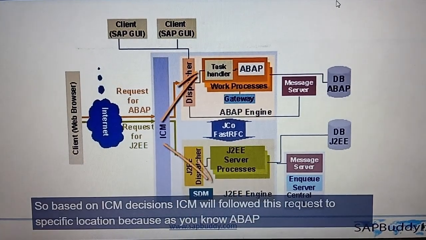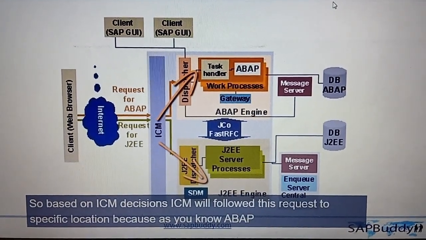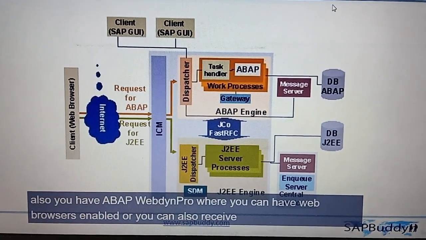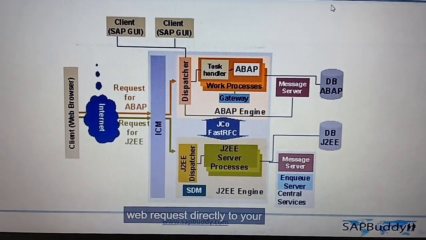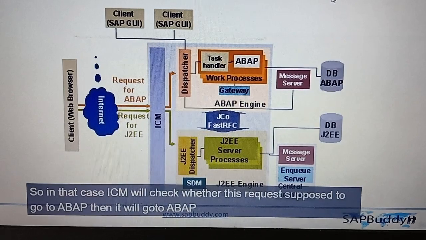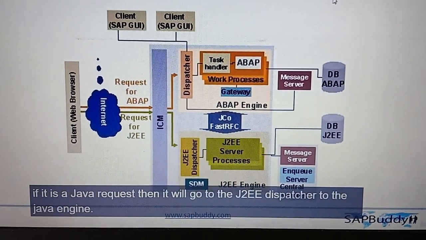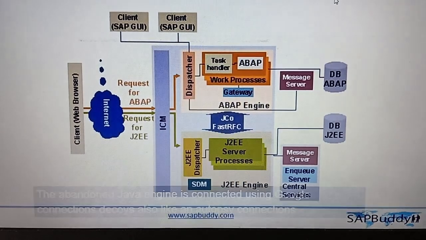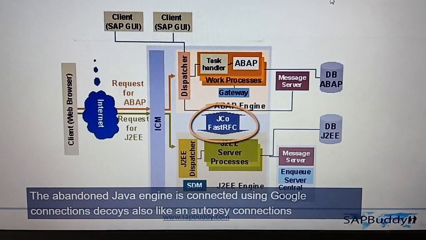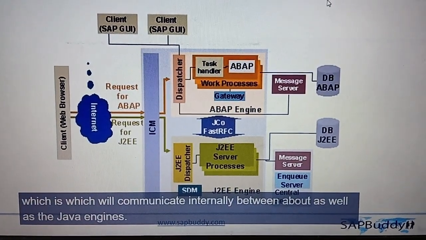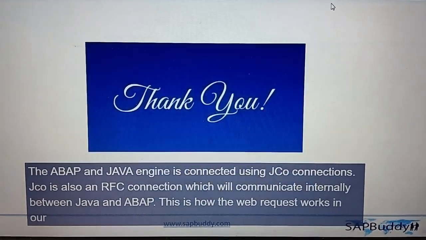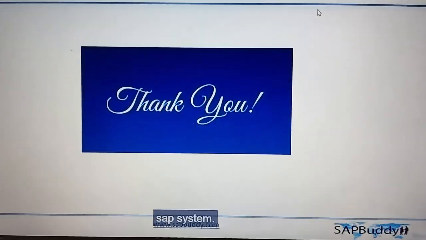Based on the ICM's decision, it will forward this request to a specific location, because as you know, in ABAP you also have ABAP Web Dynpro, where you can have web browsers enabled, or receive web requests directly to your ABAP engine. In that case, ICM will check whether the request is supposed to go to ABAP, and then it will go to ABAP. If it is a Java request, then it will go to the J2EE dispatcher, to the Java engine. The ABAP and Java engines are connected using JCo connections. JCo is also like an RFC connection, which communicates internally between the ABAP and Java engines. This is how the web request works in our SAP system. With this, we are coming to the end of this session. Thank you very much for listening.